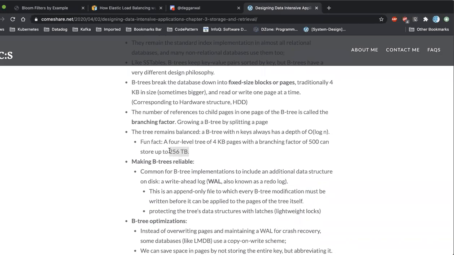So that means 256 TB? Does it fit into one single machine?